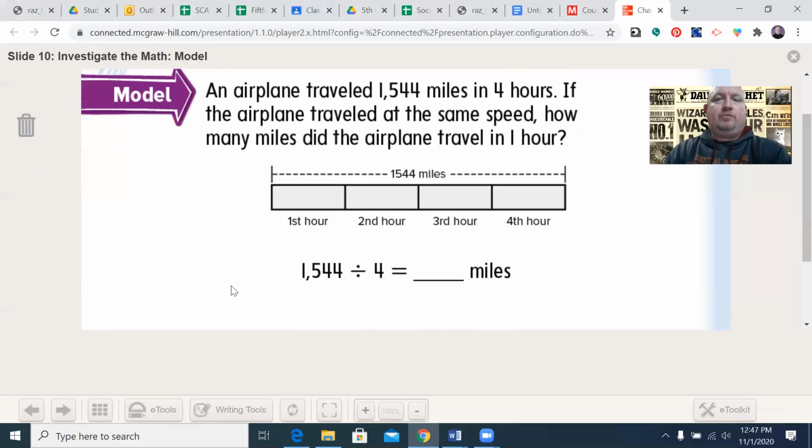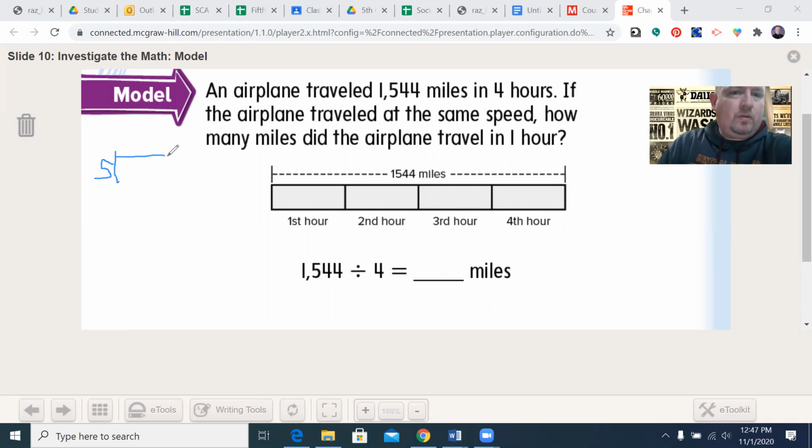We start with our sample problem. An airplane traveled 1,544 miles in 4 hours. If the airplane traveled at the same speed, how many miles did the airplane travel in 1 hour? So I'm going to get my tool here. Let's see how clean I can be on this.